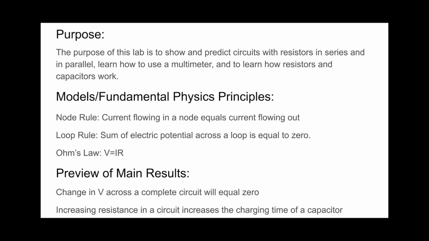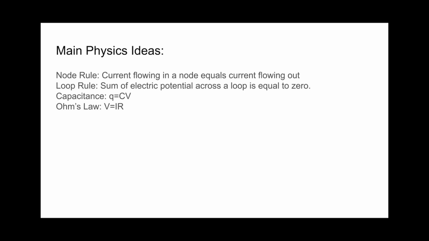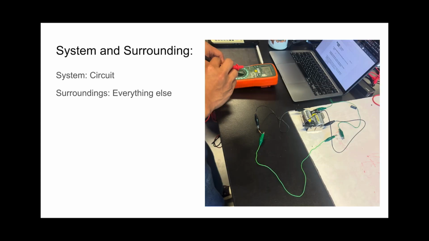Preview of main results. Change in V across a complete circuit will equal 0, and when you increase resistance in a circuit, you will increase the charging time of a capacitor. Lab. Okay, the main physics ideas, again, node rule, loop rule, also capacitance, and then Ohm's law.